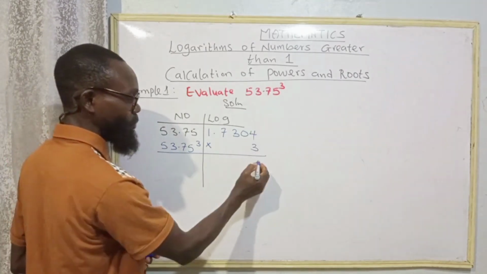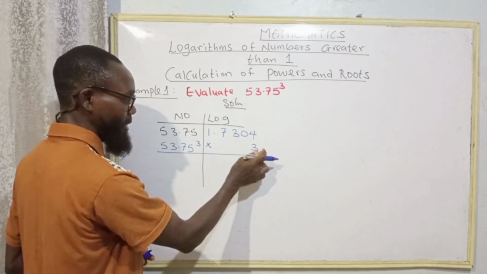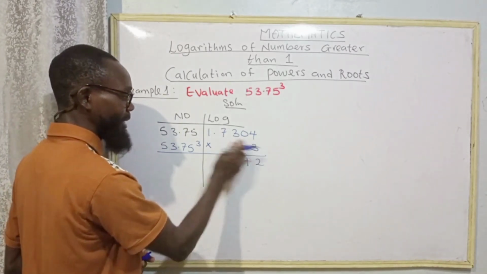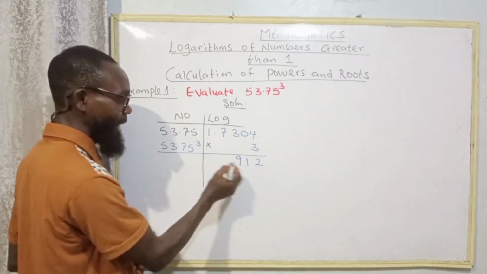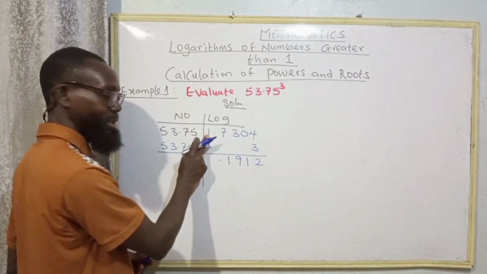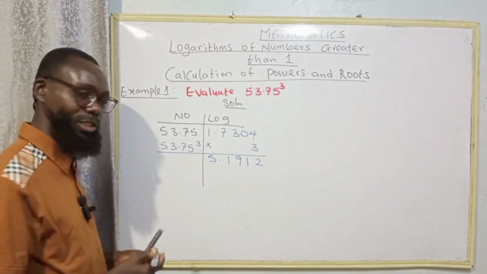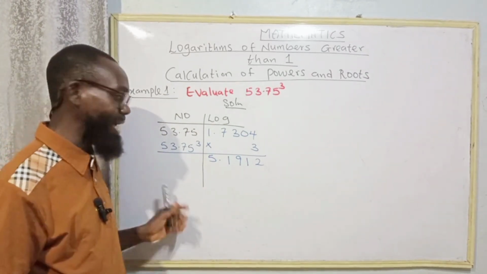3 times 4, we have 12. 2 carry 1. 3 times 0 is 0 plus 1, we have 1. 3 times 3, we have 9. 3 times 7, we have 21. So we write 1 carry 2. Then we put our point. 3 times 1 is 3, plus the 2 you've carried, that is 5. Now, we are done with the logarithm. The next thing is to get our answer.